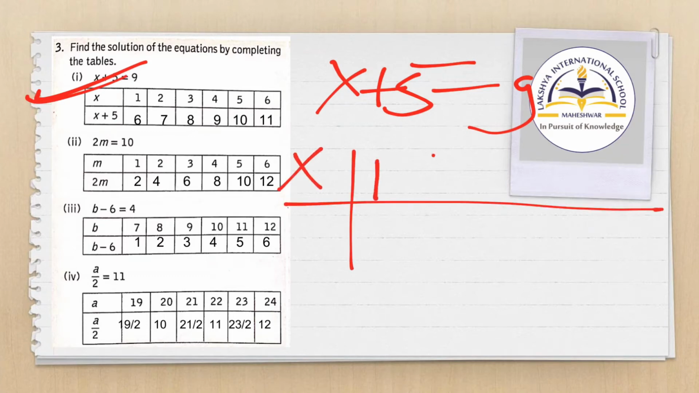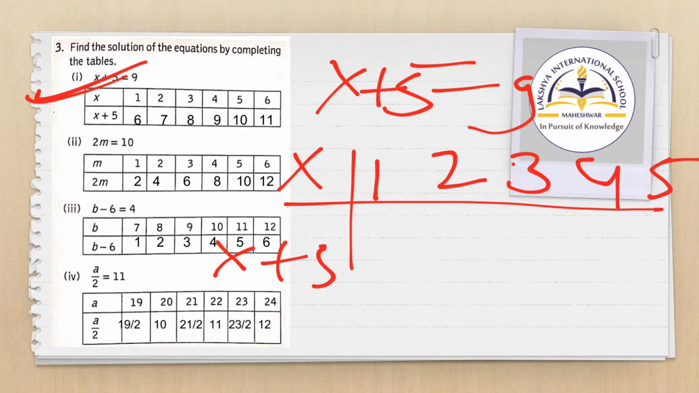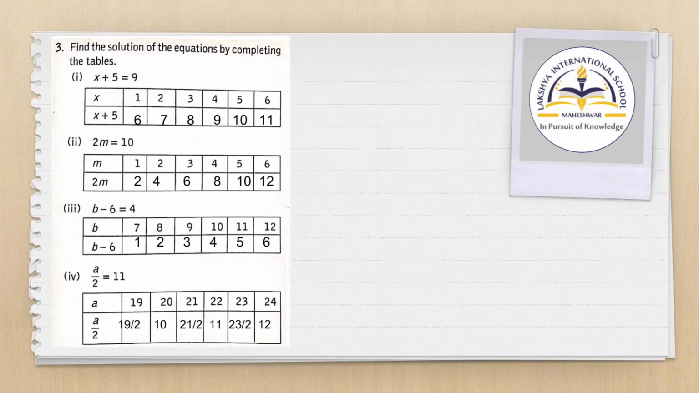Value of x: 1, 2, 3, 4, 5, 6. Okay. Now x plus 5, you have to find x plus 5. Here it is 1, so 1 plus 5, what will be? 6. So you have to write 1 plus 5 is 6, 3 plus 5 is 8, 4 plus 5 is 9, 5 plus 5 is 10, 6 plus 5 is 11.